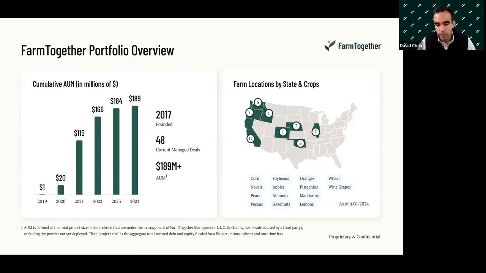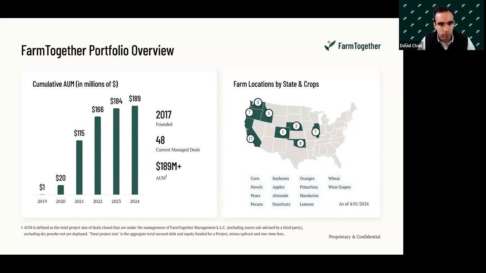Obviously, that's going to depend on the commodity and the region, but generally speaking, the economic life of many of these different permanent crops can be north of 30 years or even 40 years. So these are very long-lived assets, and one of the benefits of this asset class is how much productivity and how much cash flow you can generate over a long duration when you make an investment in a permanent property.